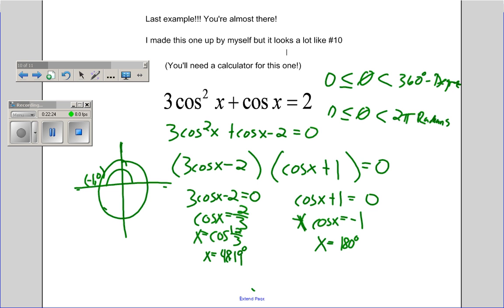Now that's my reference, right? So it could be there, but where else is cosine positive? Cosine is also positive in the fourth quadrant. So if that's my reference, I'm going to do 360 minus this 48.19, and that gives me 311.81 degrees.